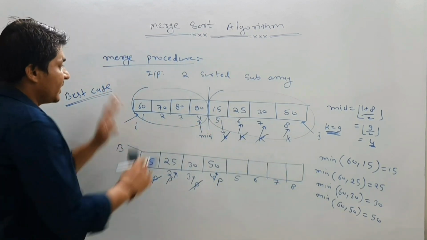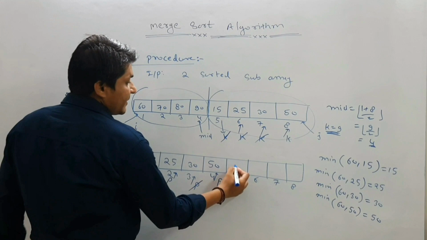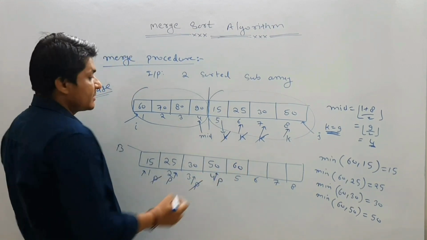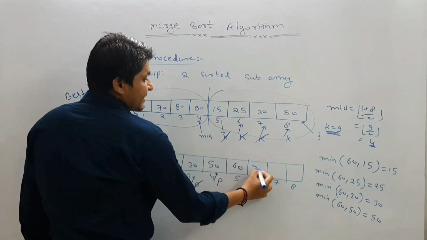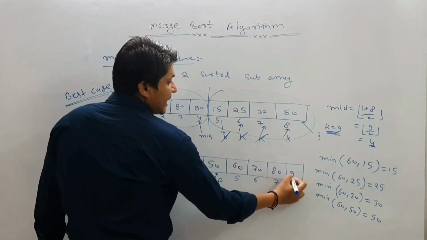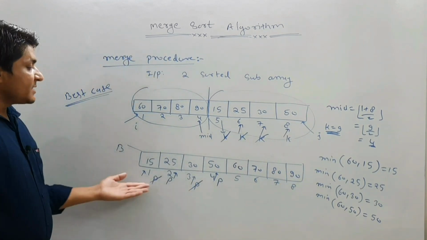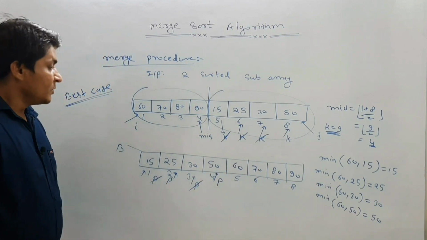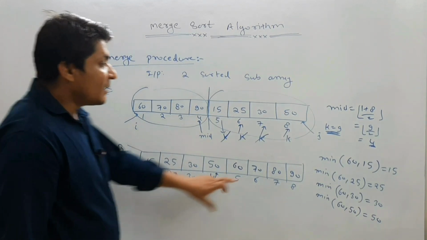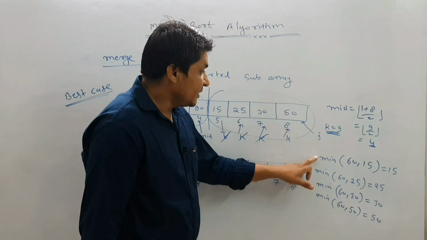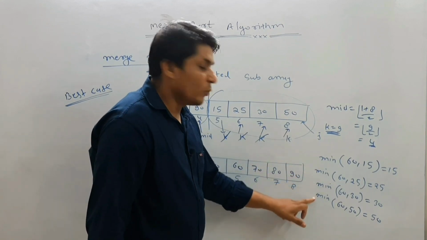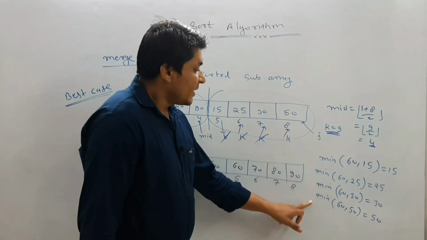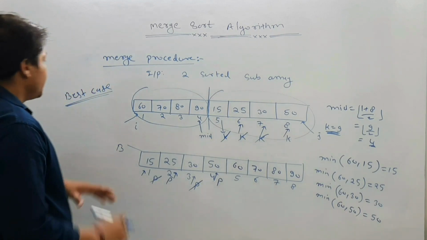So let me copy all the contents from this array. 60, you don't need to make comparisons. Simply copy 60, 70, 80 and 19. And if you see, this array is a sorted array, correct? Now, how many comparisons have we made in this case? 1, 2, 3, 4. We have done only 4 comparisons. This is the base case.